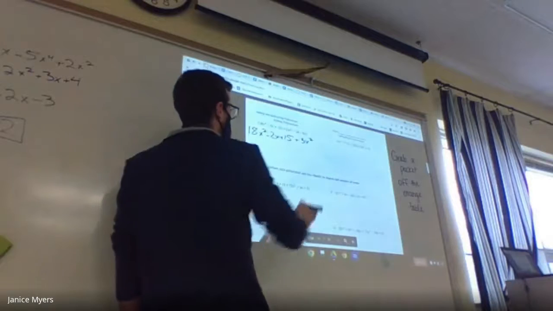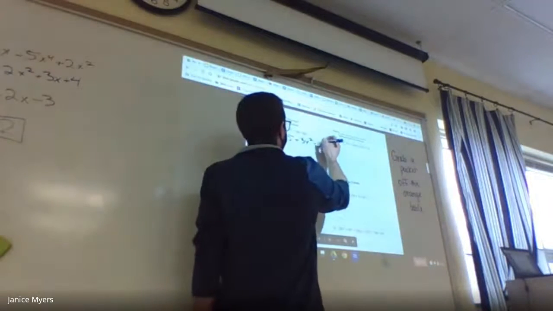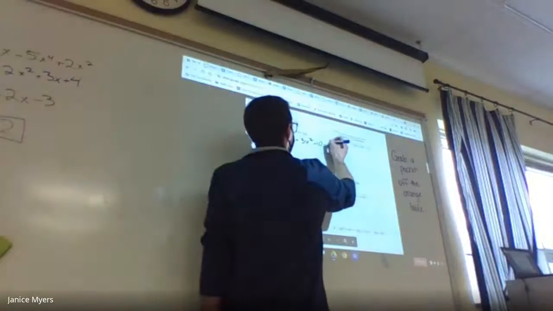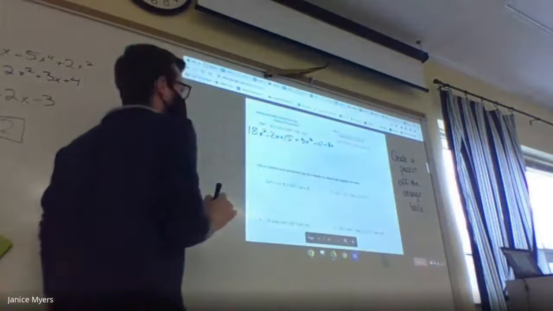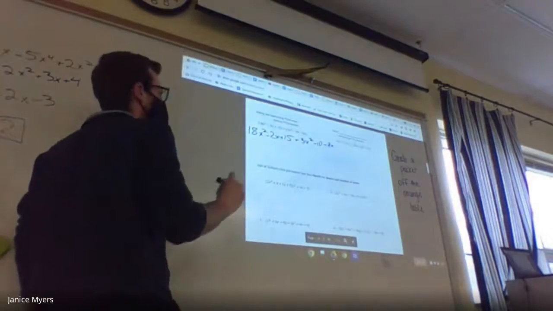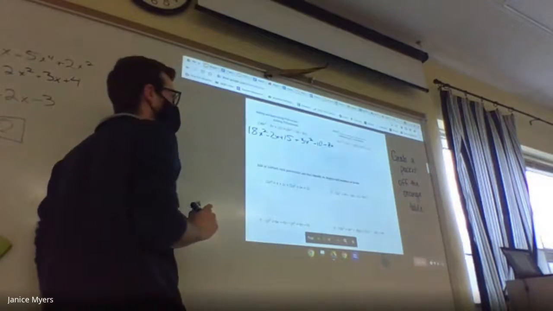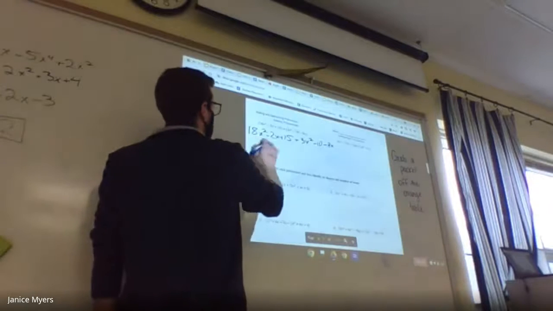Positive 1 times negative 10 is still negative 10. And positive 1 times negative 8x is still negative 8x. Now what you're going to do is look for your highest term, which would be your x squareds. So you're going to combine those together first. You'll be combining like terms.